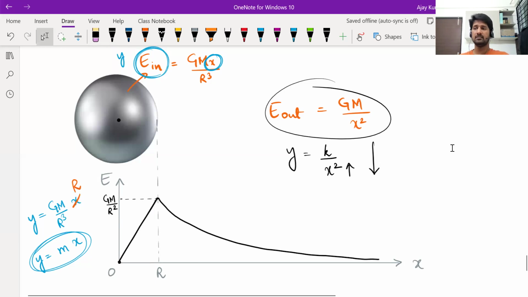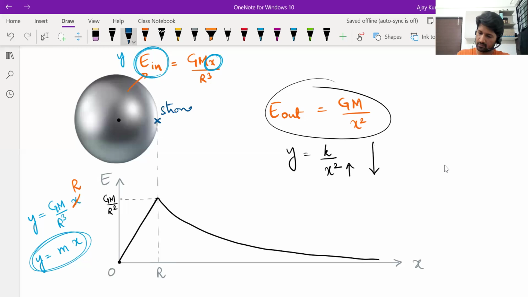Field inside the solid sphere is given by E is equal to GM by r cube multiplied with x. So it's like y is equal to mx, some constant into x, a straight line passing through the origin. It increases up to GM by r square. After that, it decreases. So you can tell that for a solid sphere, the field is strongest on its surface. Inside it is weaker, outside also it is weaker. Exactly on the surface it is strongest.